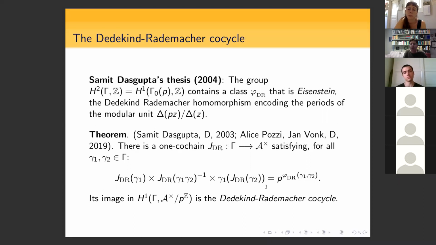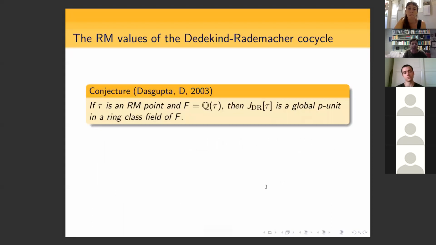Dedekind-Rademacher cocycle. Okay, so then it was very natural to make the conjecture that the values of the Dedekind-Rademacher cocycle at RM points are global units in the corresponding ring class fields. And in fact, global p-units, so elements whose prime factorization involves only primes above p.